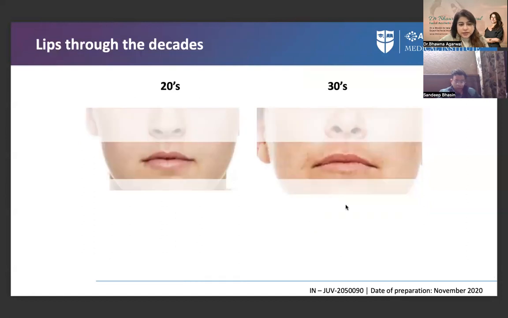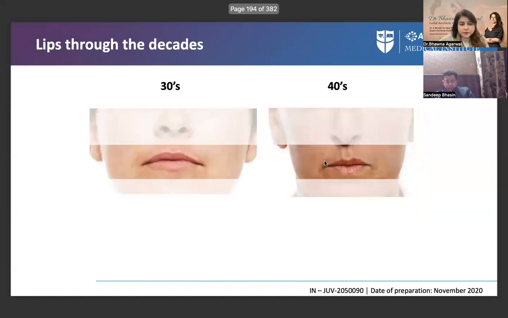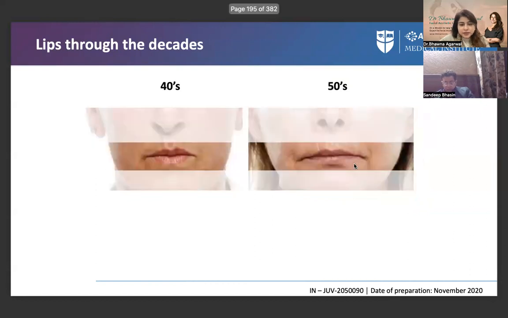So lips through the decades, this is how they change. In the 20s, they're like this. In the 30s, they become slightly bow shaped. Then in the 40s, puckering happens. And in the 50s, it's like this, flat and puckered.